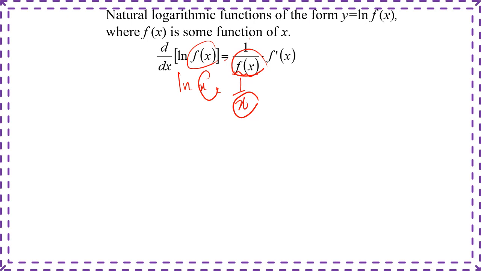So the derivative of x is equal to 1. That's why we directly get 1 over x by using this formula. Okay, so now we just have to find the derivative of f(x).